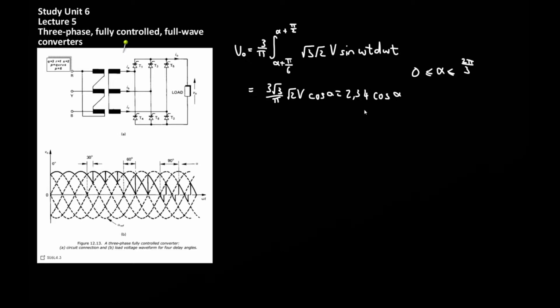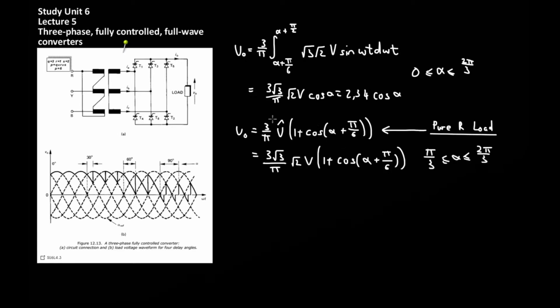When compared to the half-wave rectifier, the output voltage of the full-wave rectifier is approximately twice that of the half-wave design. What should be noted for this configuration is that for a purely resistive load, the output voltage must be modified slightly and is given by 3 multiplied by root 3 divided by pi multiplied by root 2 V multiplied by 1 plus cos of alpha plus pi over 6, and here alpha is restricted to between pi over 3 and 2 pi over 3. As before, the output voltage is a strong function of the delay angle alpha.